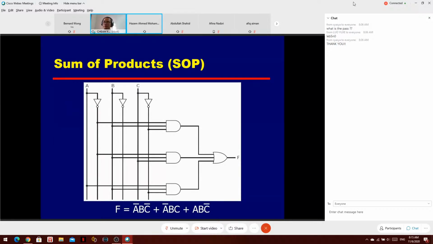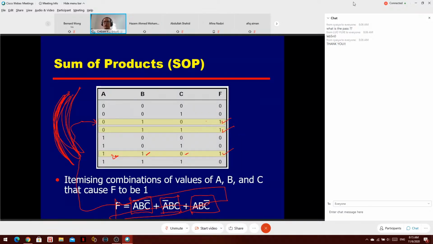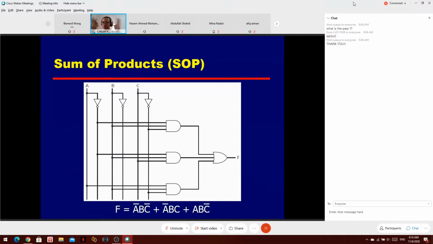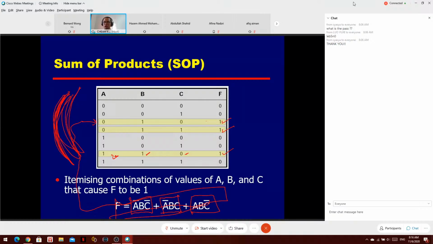So F will be 1 if one of the three terms on the right is true: it can be true on the first, not A, B, and not C, and it can be true when not A, B, and C. So to answer your question, we look at the truth table. Remember the F is the output of the circuit. F will only be true if A is false, B is true, and C is false.